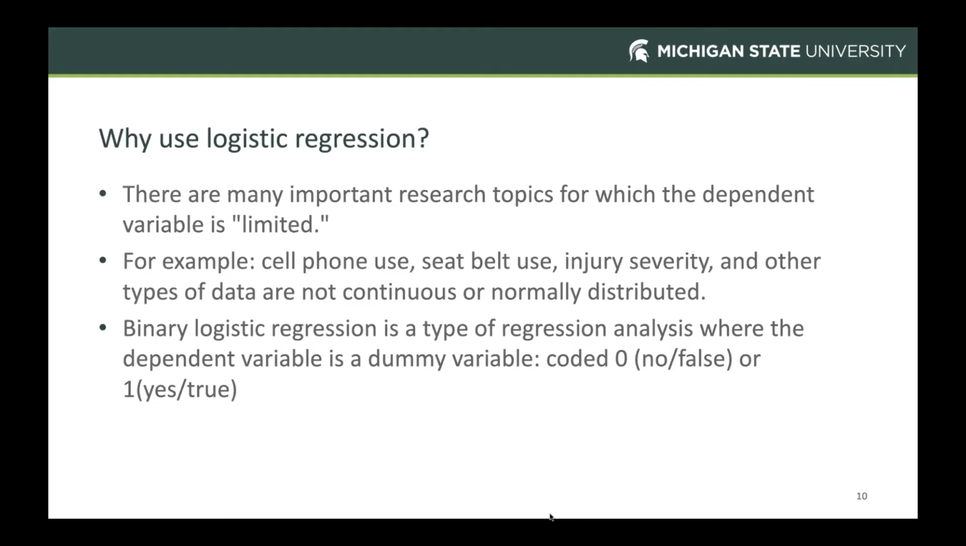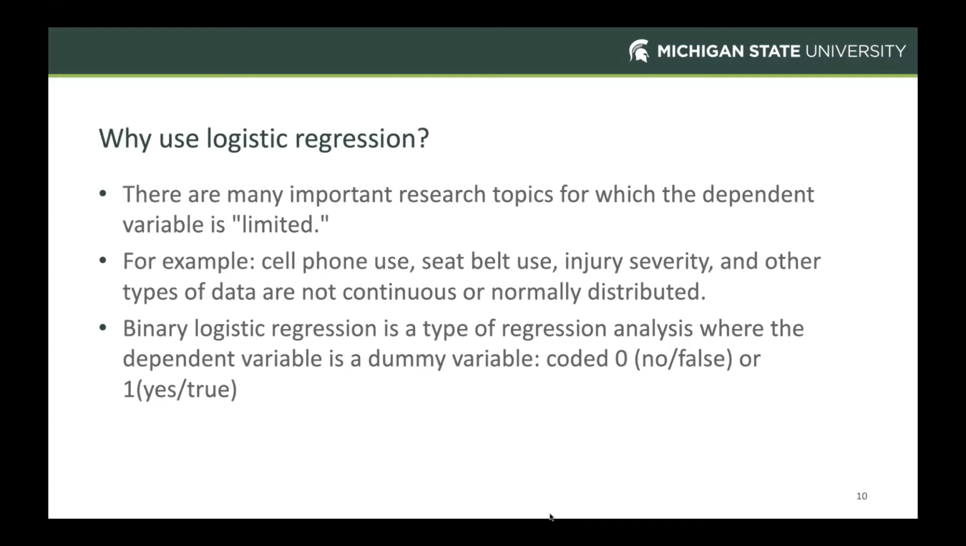And so this would include the binary case where you've got a 0, 1 dummy variable, or cases where we have any type of discrete outcome where there might be 3 or 4 or 5 categories. Those are all different subsets of limited dependent variable models. And so if we think just about transportation, there are a number of different examples where our data would be limited. And so whether or not a driver is using a cell phone.